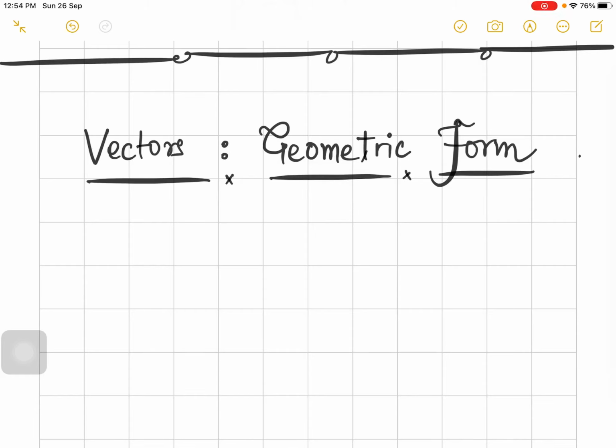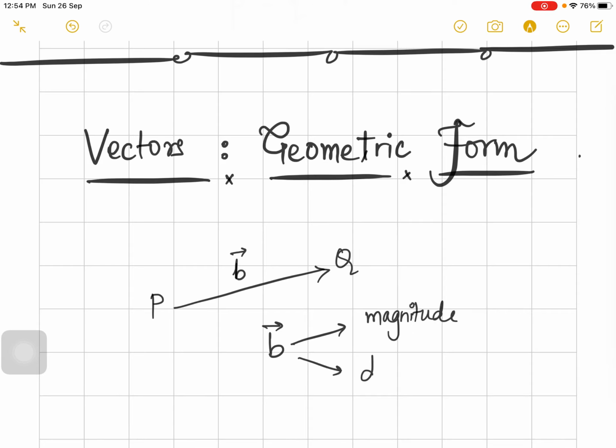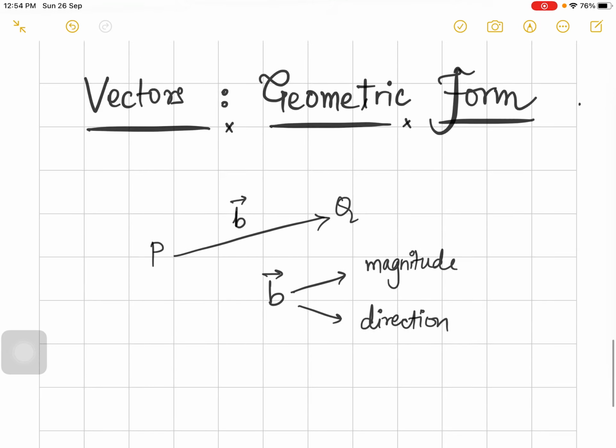Very often in mathematics, we deal with the geometric form of vectors. Look at this. This could be a vector PQ, which could also be written as, let's say, vector B. B has two kinds of information hidden inside it. This B vector has the component of the magnitude and the component of direction. Hence, it is a vector quantity.